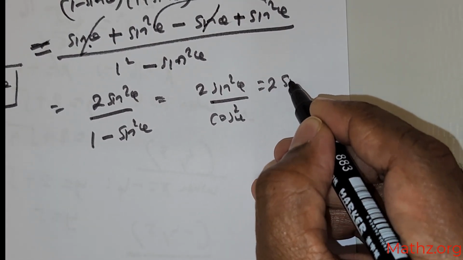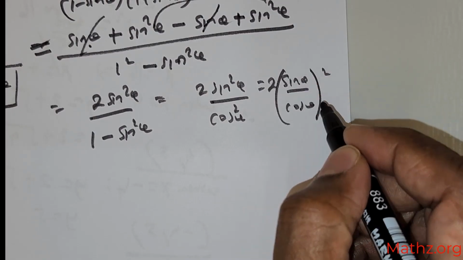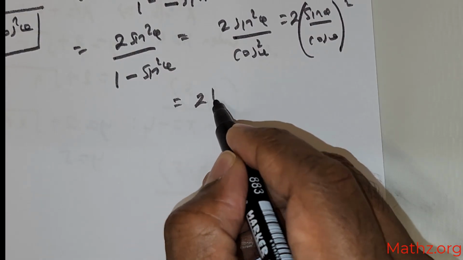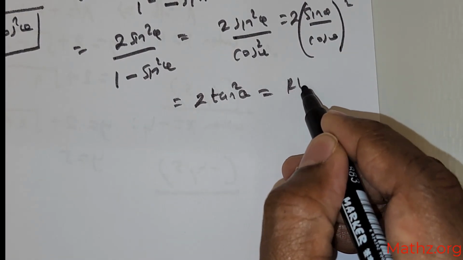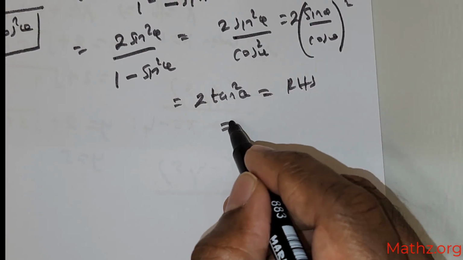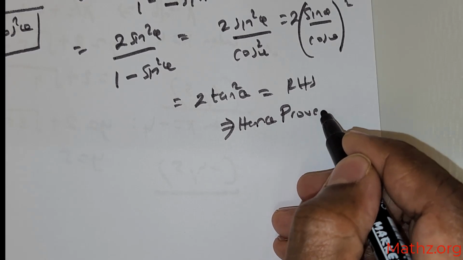This can be rewritten as 2 times sine theta over cos theta, this entire thing squared. Sine theta over cos theta is what? Tan theta. But there is a square there. So place that. What is this? This is nothing but the right hand side. So what do you mean by this? This means hence proved. So we have proved it.